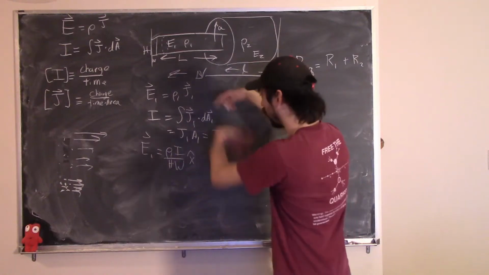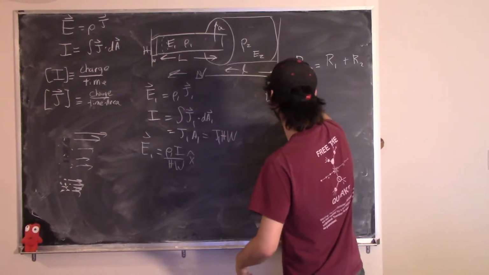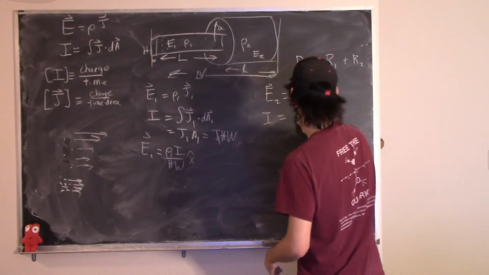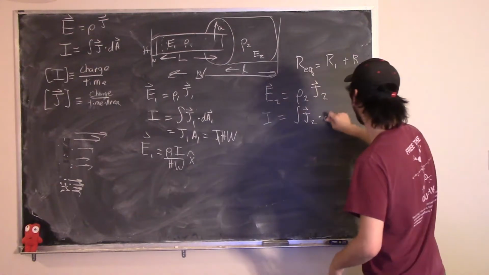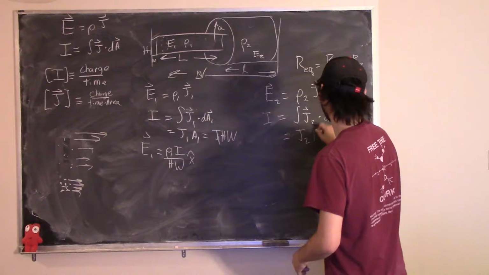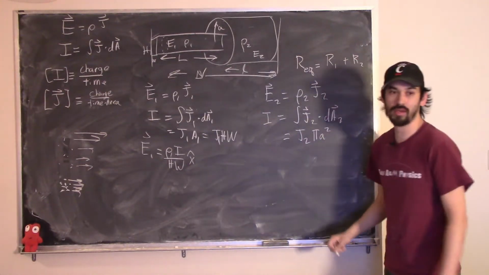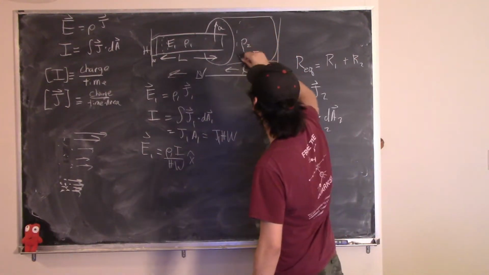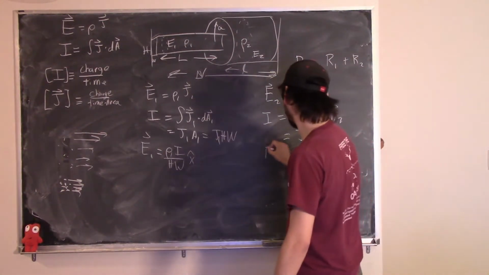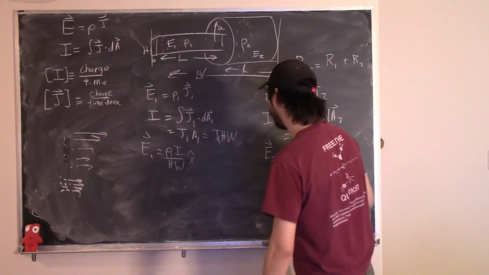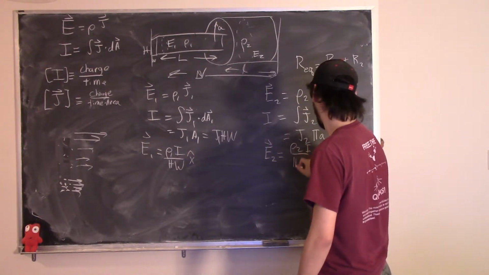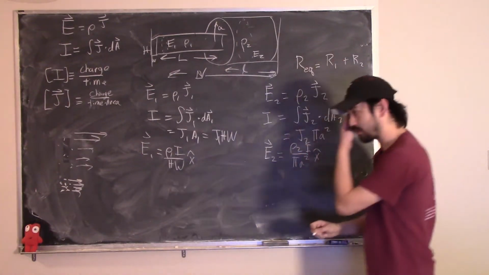The second electric field follows exactly the same process. So E vector 2 is going to be equal to rho 2 J2. I is going to be equal to the integral of J2 dot dA2. And so this one is just going to be J2 times pi A squared, right? Because that's just going to be the cross-sectional area of this guy, okay? So from this, what we can say is E vector 2 is just going to be equal to rho 2 times I divided by pi A squared x hat, okay?